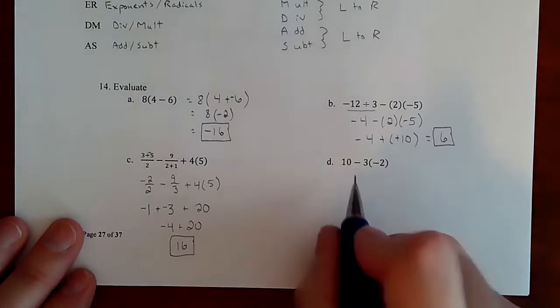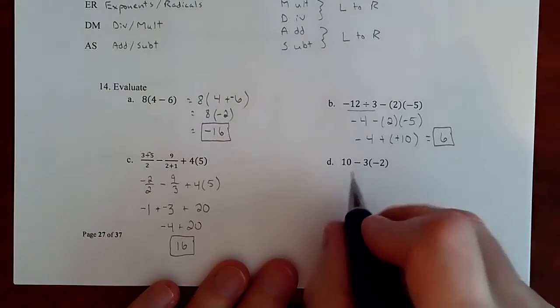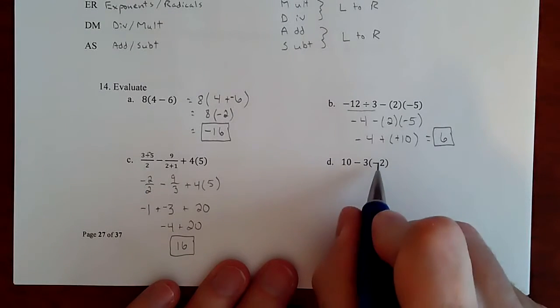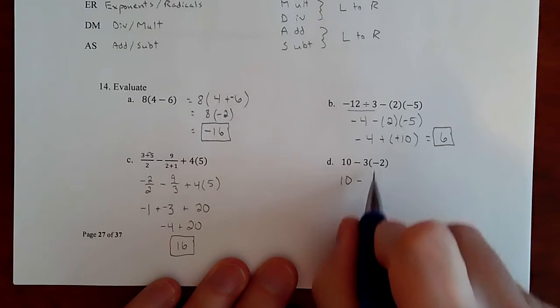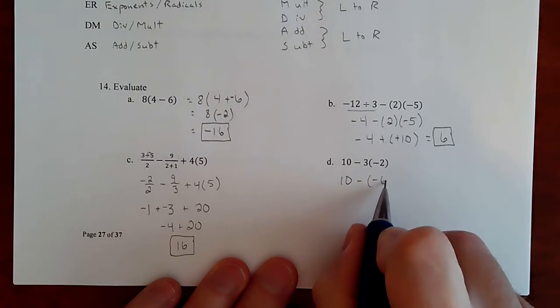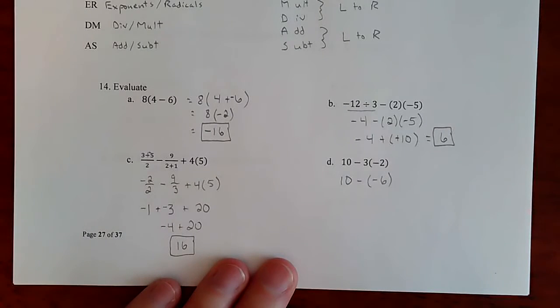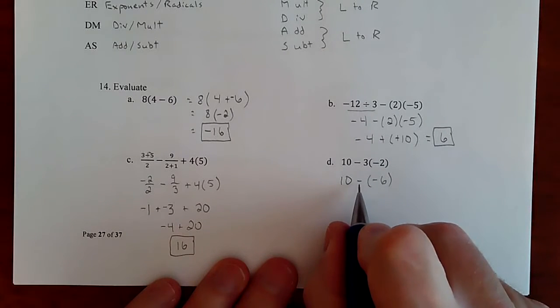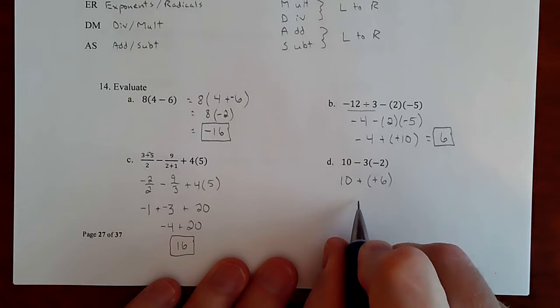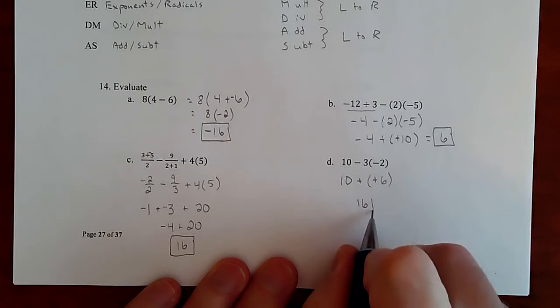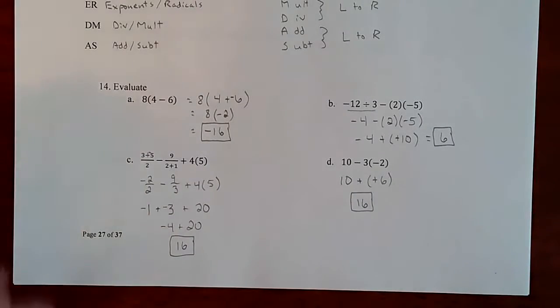All right, and then next one. We have multiplication that we need to take care of. So I have 10 minus 3 times negative 2 is negative 6, if you want to separate it out. And then anytime I have subtraction, I add the opposite. So now it's 10 plus 6, which is 16. Okay, a couple more.